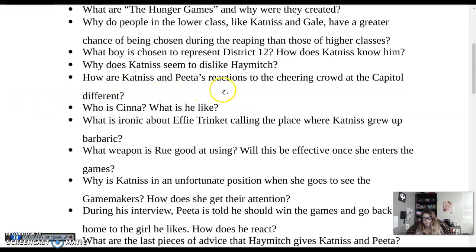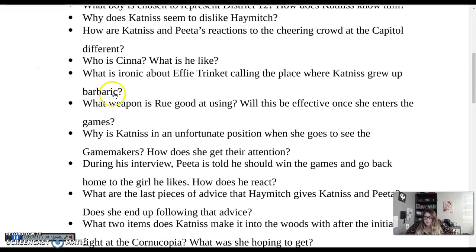How are Katniss and Peeta's reactions to the cheering crowd at the Capitol different? Katniss doesn't even try to hide her disgust. She hates the way these people are. She can barely stand to look at them. Meanwhile, Peeta is waving and smiling because he knows this is the way to get sponsors. It's not because he necessarily likes these people. It's just because he knows this is the best way to get sponsors, and that will help him in the games.